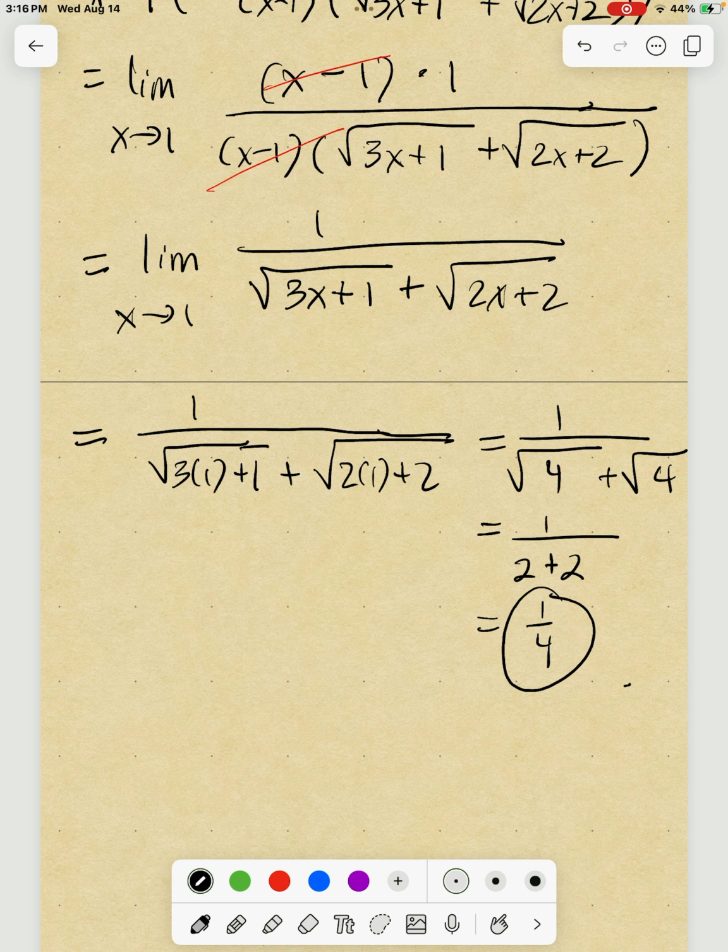So that's where rationalizing the numerator and denominator shows up. This is one instance. It usually shows up with limits. Okay?